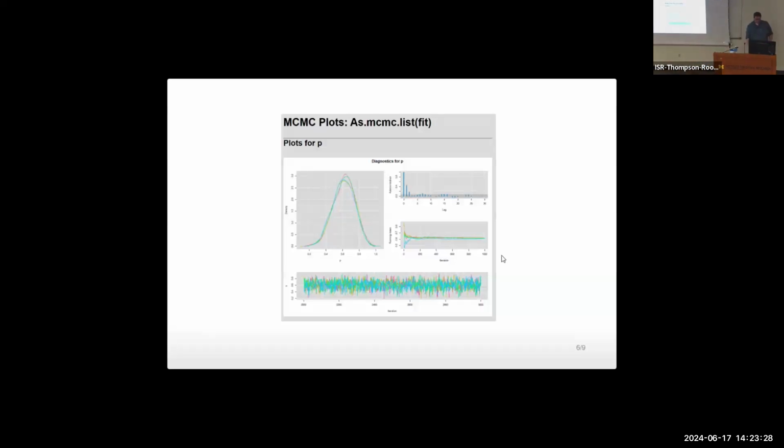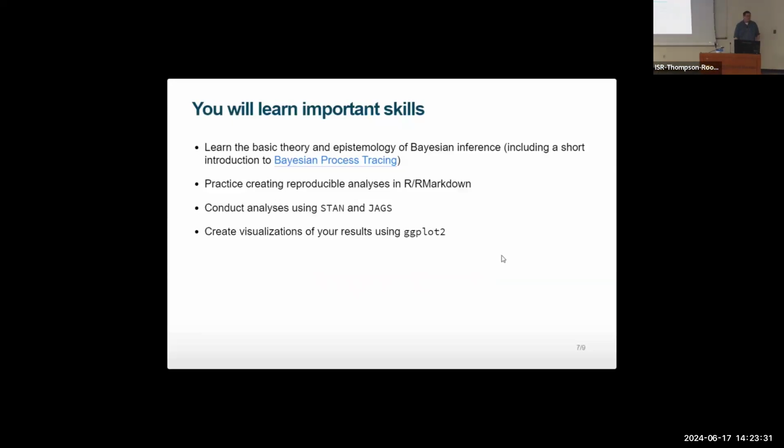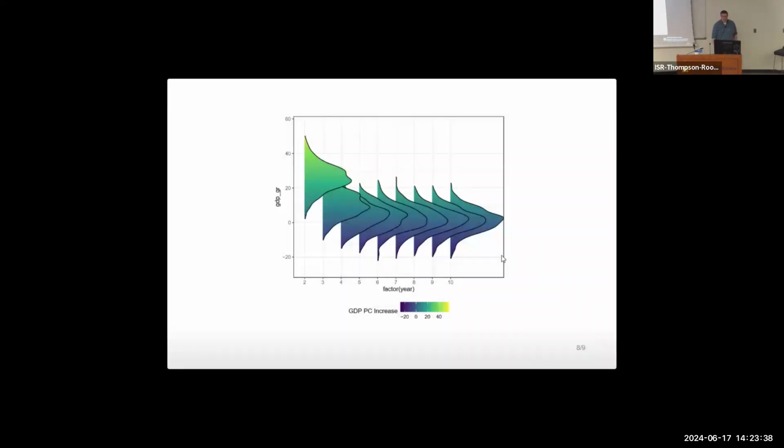And then finally, you will learn how to create visualizations of these results using ggplot2 that will also carry over to lots of other things you're probably going to be doing. This is a cool little ggridges plot that comes out of a Bayesian analysis. I think this is the extent to which GDP per capita has increased year over year over time. I think this is actually a model product. So there's an initial increase and then a reversion to the mean.